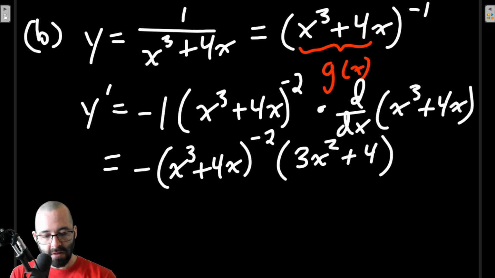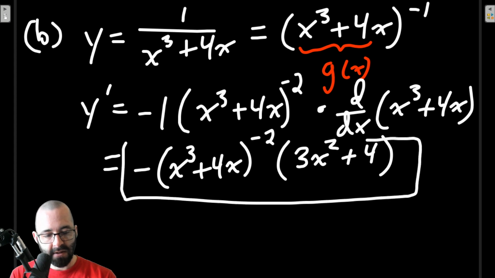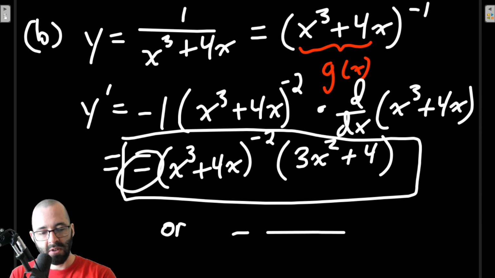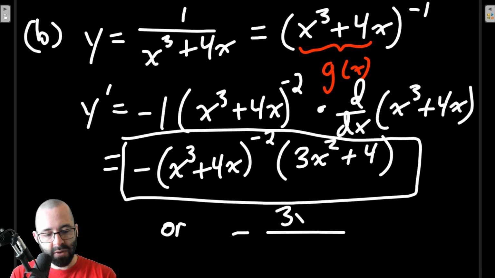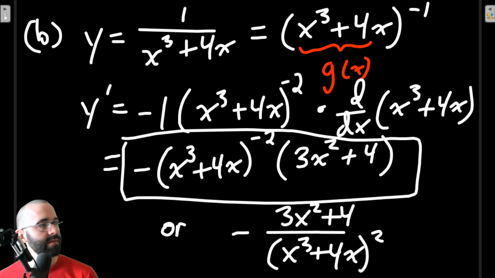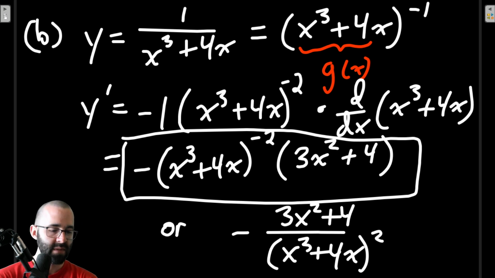And this is a perfectly great, acceptable answer. Then again, if you did want to deal with that negative exponent, let's put the negative in front. This negative goes in front, just like it is. The 3x squared plus 4 stays on the top. And the bottom is x cubed plus 4x squared. And that's a good answer as well. Now there's a little factoring that can be done with the denominator.